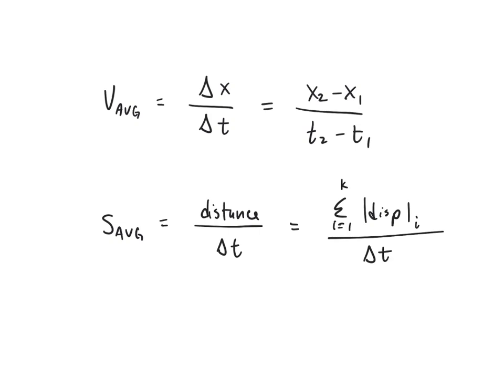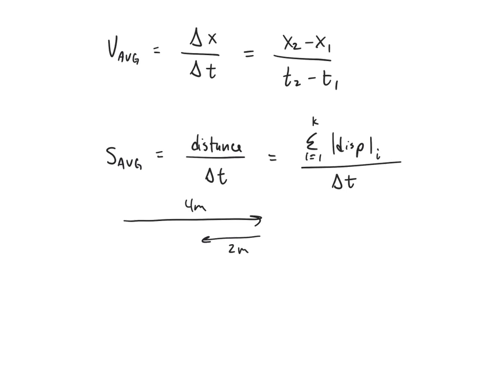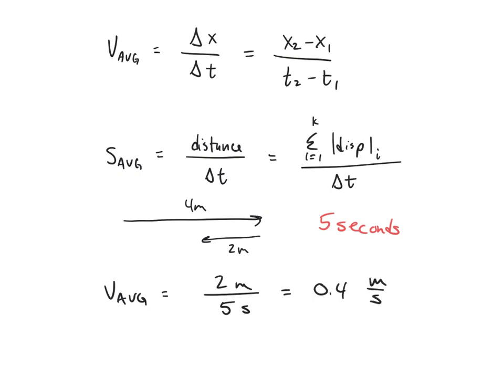So imagine all of your displacements from i equals 1 to k, meaning however many displacements you have. In that case, we had 2 of them, absolute value summed together. So for the example I just gave of walking 4 meters to the right and then 2 meters back, let's say it took me 5 seconds to do this. If I wanted my average velocity, my answer would just be 2 meters over 5 seconds, or simply 2/5, or 0.4 meters per second.